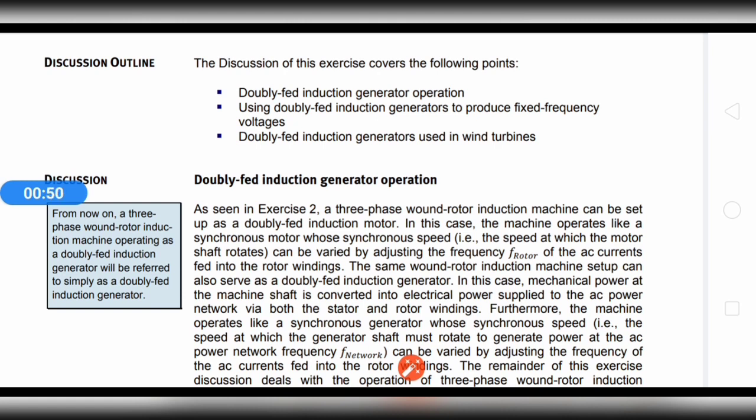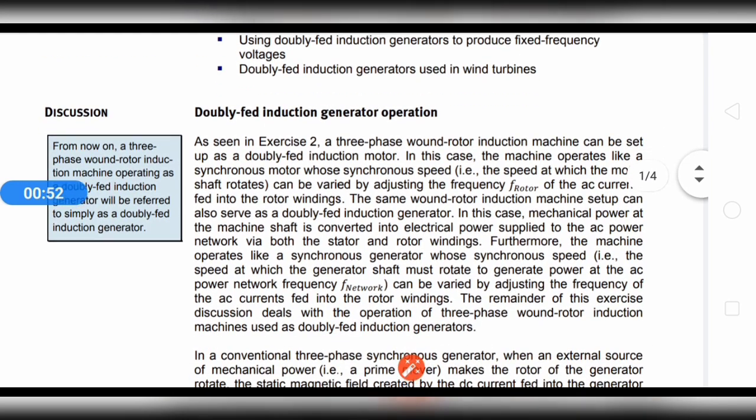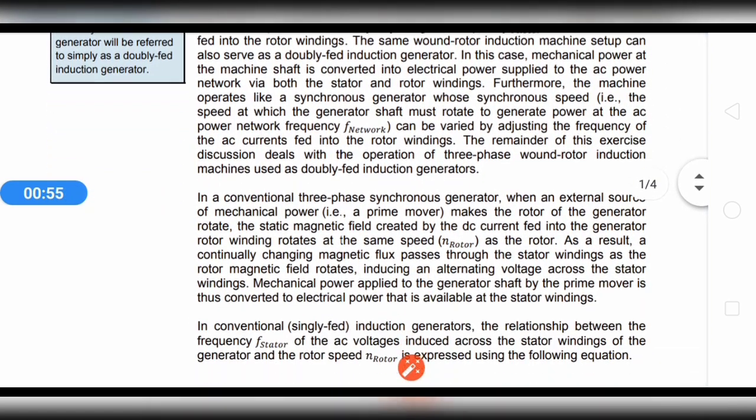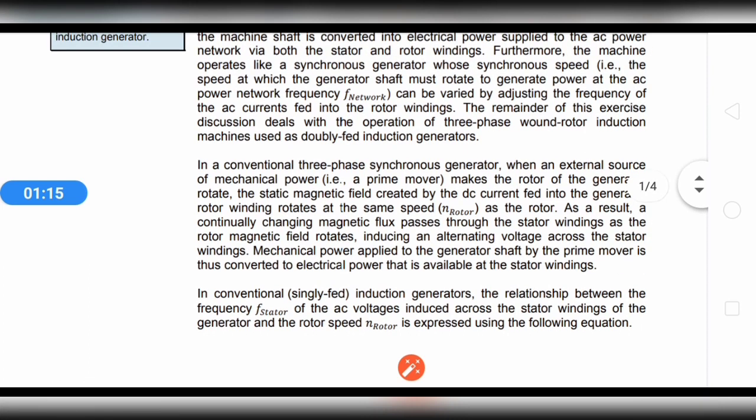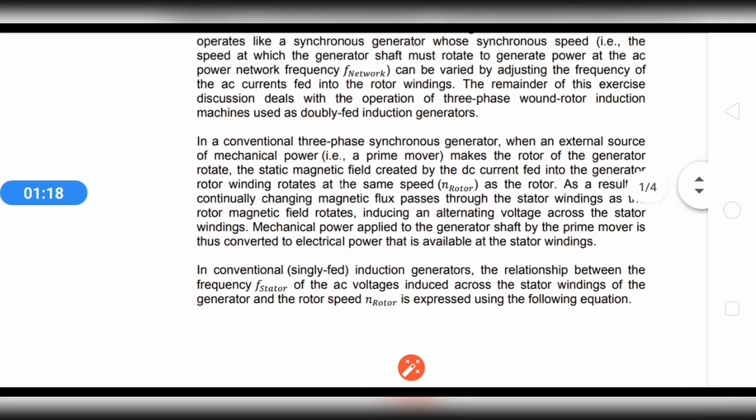One of the major problems with the singly fed induction generator is that it has the problem of variable frequency on the output voltage. So we don't want the frequency to be variable in the output voltage for AC networks. To overcome this problem, we are using the doubly fed induction generator, which has the advantage that its output frequency is not variable. We all know how the induction generator works.